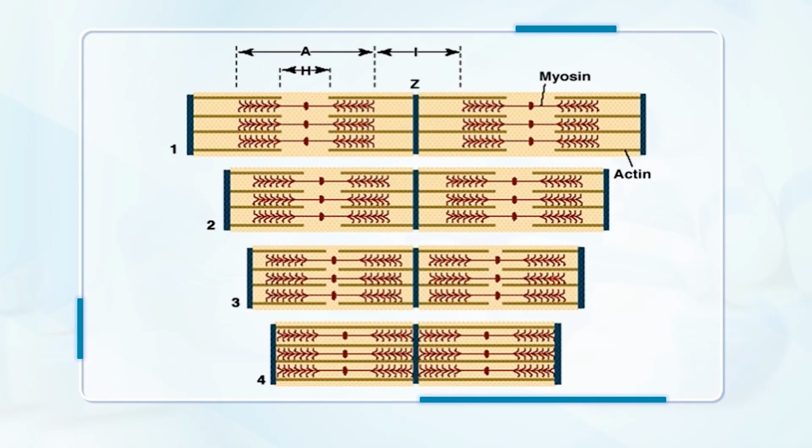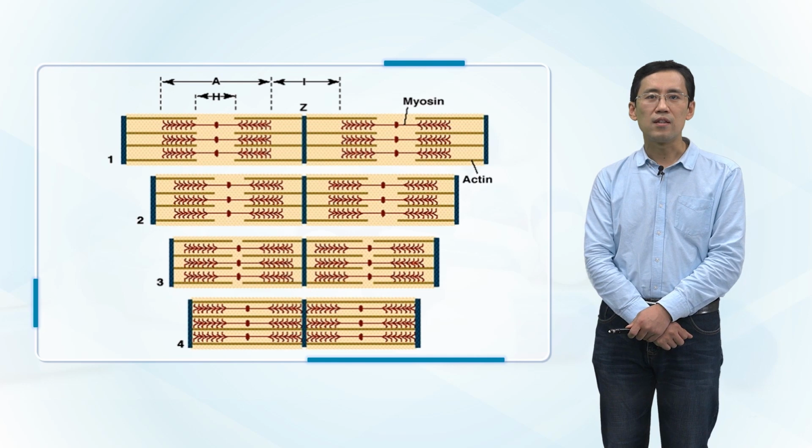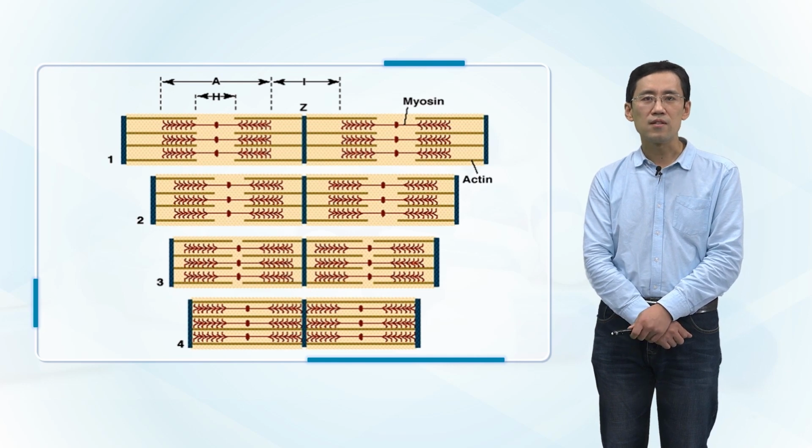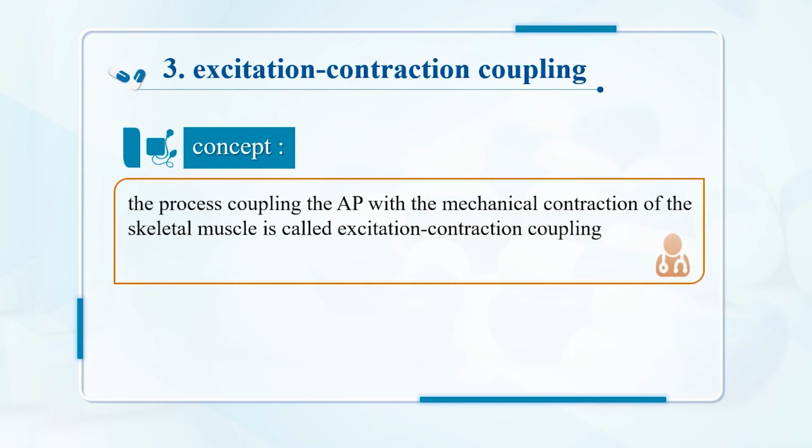Let's see the image of the filament movement. You see the H zone is in the center of the sarcomere, and the actin moves inward, and the length gets shorter and shorter and shorter.